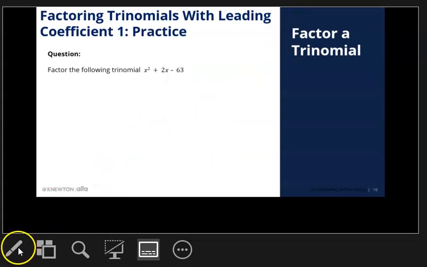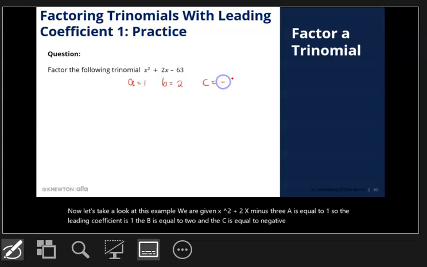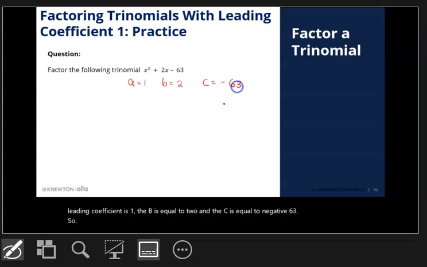Now let's take a look at this example. We are given x squared plus 2x minus 63. The a is equal to 1, so the leading coefficient is 1. The b is equal to 2, and the c is equal to negative 63. So now we are going to pay attention to this one right here, which is negative 63.